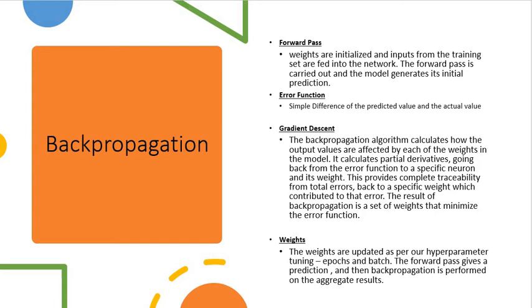Parameters refer to the coefficients of a linear regression, which are approximately equal or similar to the weights in the neural network. So now we know what a forward pass is, then comes the gradient descent and what the weight is in the gradient descent. So the weights are updated as per our hyperparameter tuning, that is the epochs and the batches. The forward pass gives a prediction and then the backward propagation is performed on the aggregated results.